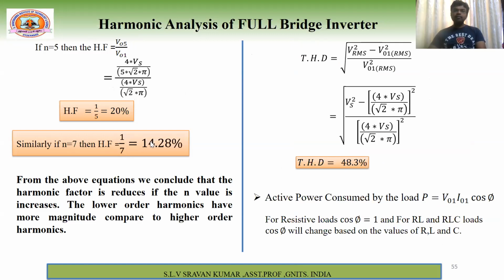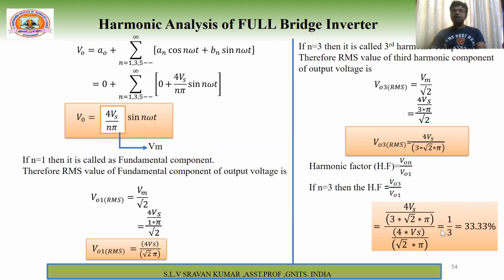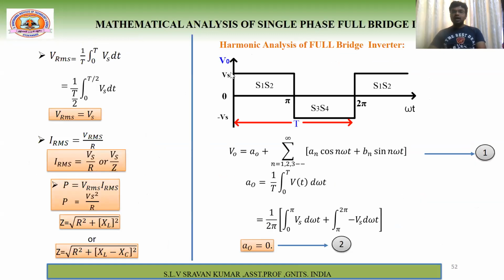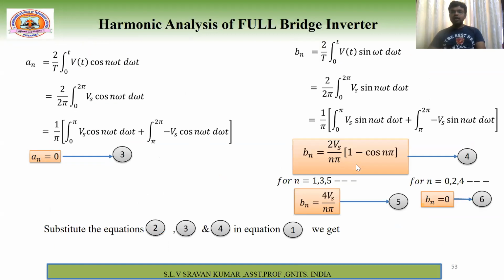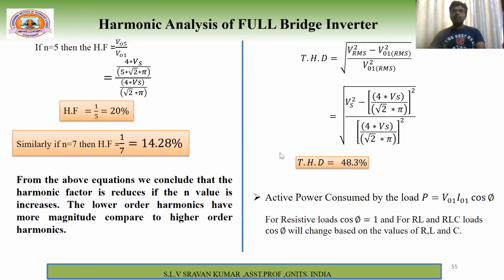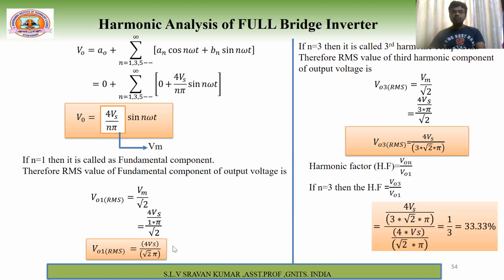This 1 by 3, 1 by 5, 1 by 7 are the same as those of your half bridge inverter. What is the reason? Whatever shape we obtained in the half bridge inverter, the same shape is presented here also. There the output voltage is a square waveform, and here also the output voltage is a square waveform. So that's why all these values are the same, but the V01 magnitude is different.